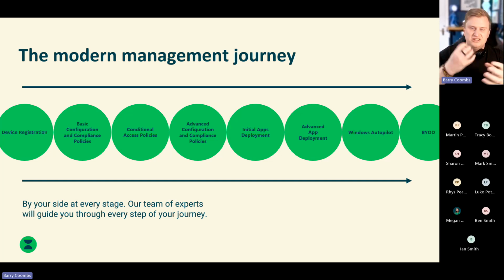The next one is getting those initial few applications. The really easy ones are the Microsoft applications deployed to the devices as standard, before moving on to the advanced deployments such as third-party applications, store applications, or maybe those line of business applications. Once you've got this all in place, we can then leverage Windows Autopilot, which I'm going to talk about in a moment. And somewhere in this mix, and it will depend on your priority, we'll look at how bring your own device, the personally owned devices, can be supported.